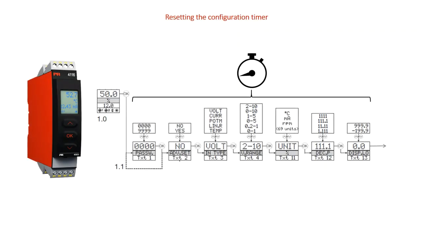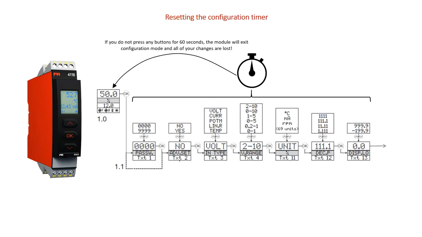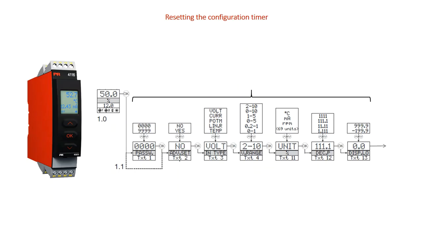During configuration, if you do not press any button for 60 seconds, the interface will time out and exit configuration mode. If this happens, your configuration changes are lost and you have to start over. If you are configuring a module and 60 seconds of inactivity is approaching without a button press, you can reset the interface timer by simply pressing one of the arrow buttons.